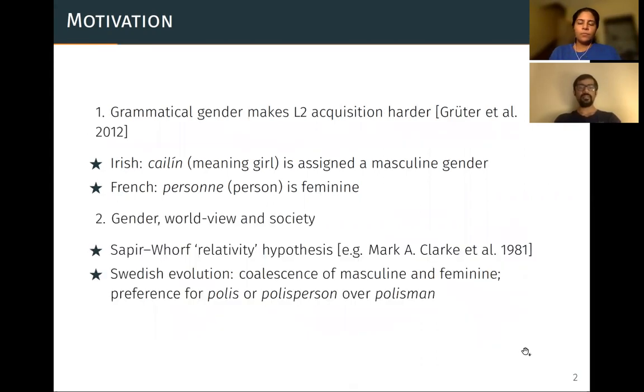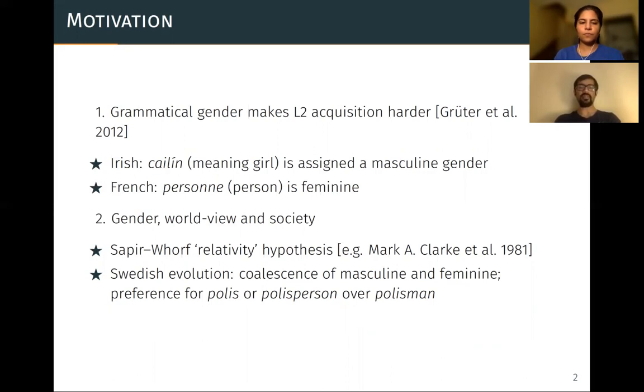In addition to language learners, another aspect of grammatical gender comes into play in how it affects our social views and biases. For example, applying the Sapir-Whorf hypothesis in this context tells us that our grammatical gender influences the way we look at things around us, and also the other way around. Society has an impact on grammatical gender.